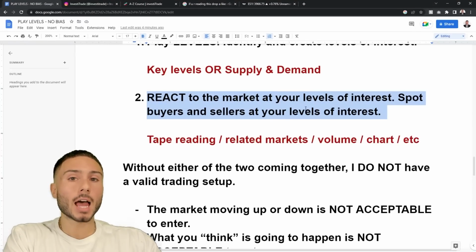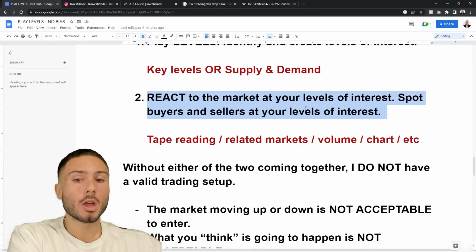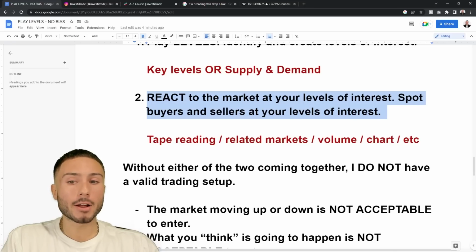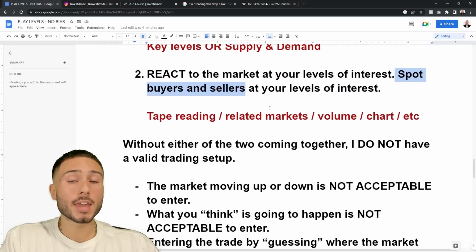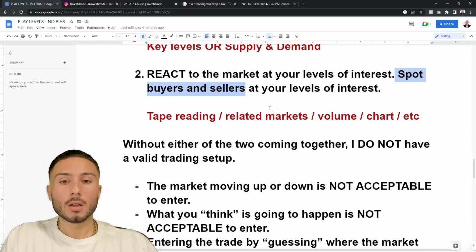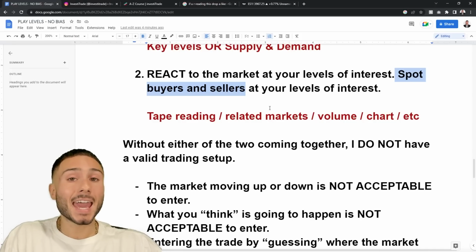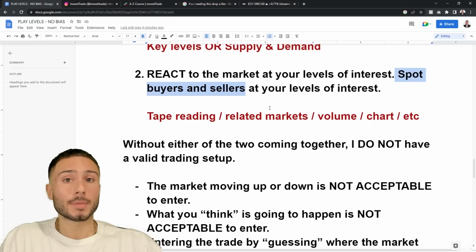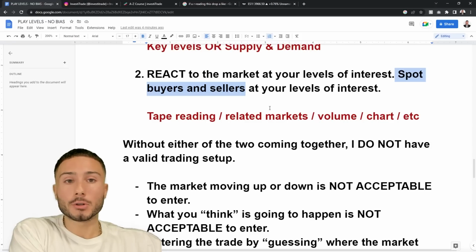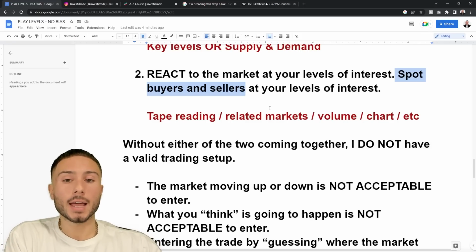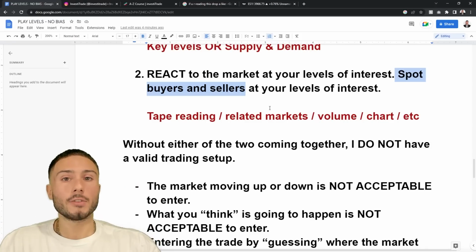Just because we hit a level does not mean you have to trade that setup. We must react to it and spot buyers and sellers. If we cannot spot these buyers and sellers via price action, then guess what? We just don't take the trade. And that's how simple it is. And a lot of people, what they'll do is they'll force the trade if they can't read it because they expect something to happen or they visualize the result and they're preparing for a future outcome that they cannot predict. And their brain is letting them believe what they want to believe.